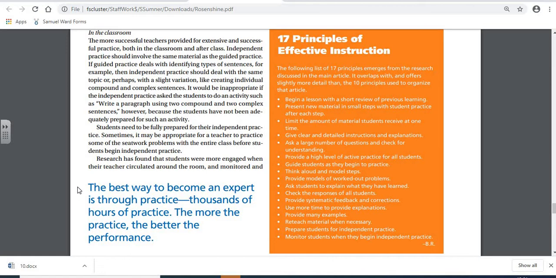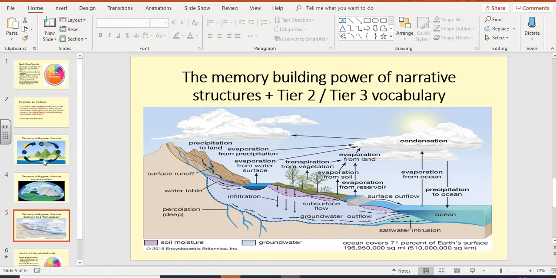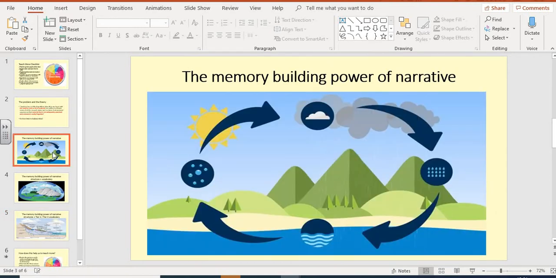So for example, when thinking about different ways of helping pupils recall, we did a session on Monday recently where we talked about the memory building powers of narrative, and we just used different versions of the water cycle. This is actually used in Tom Bennett's book. The only thing I changed slightly was I presented 3 different diagrams of increasing level of complexity.